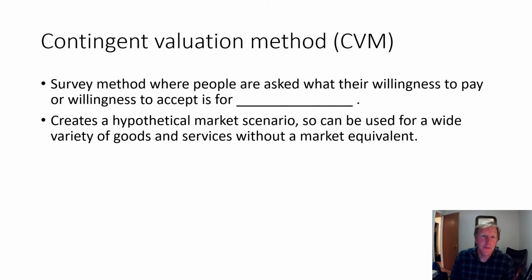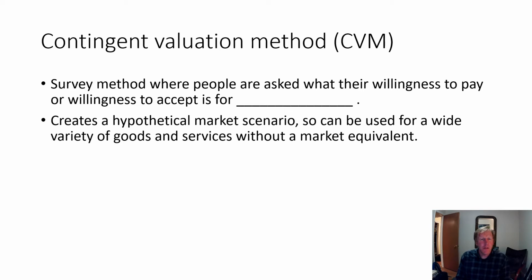In a lot of ways, CVM is probably the easiest way to measure non-market benefits. It's a process of just asking people, how much do you value it? It's a survey method. So you might go out and ask people what's their willingness to pay or willingness to accept for whatever the issue is you're looking for. What's your willingness to pay to enter some public open space or to preserve some open space? What's your willingness to accept some increased chance of wildfire? It's a direct survey method of getting people's values.